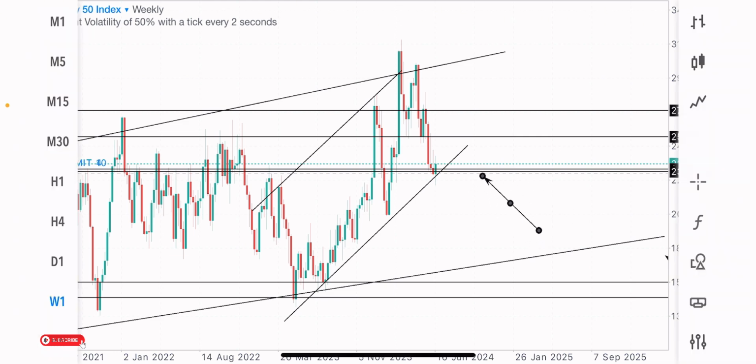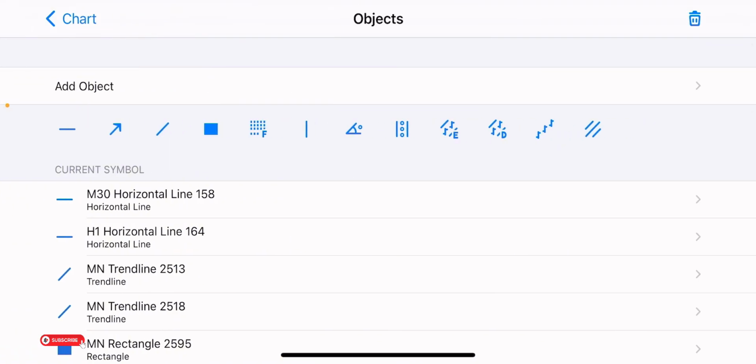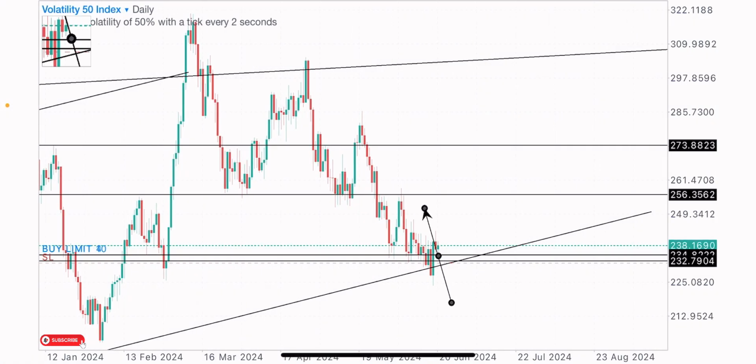256.3562. That's my major target level on this index. And if price can break above that level, if price can break past this level, then we'll get more buys on this index.